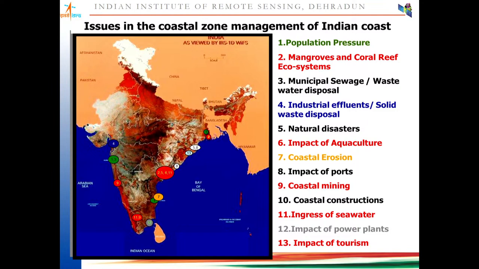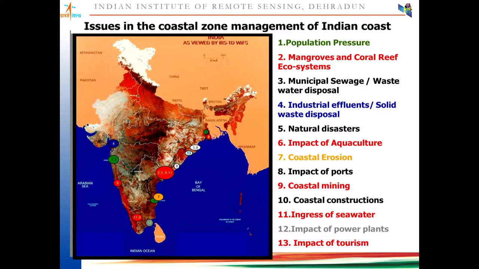There is, in the coastal area, the impact of aquaculture. By aquaculture we export those fishes. They grow very fast because we put a lot of pesticides, and we earn a lot of foreign exchange. But aquaculture has a lot of negative impact over the coastal area. So lots of coastal areas are battered with coastal erosion. We lose land. There is also the impact of ports. Ports are needed, but they have an impact in the coastal area.